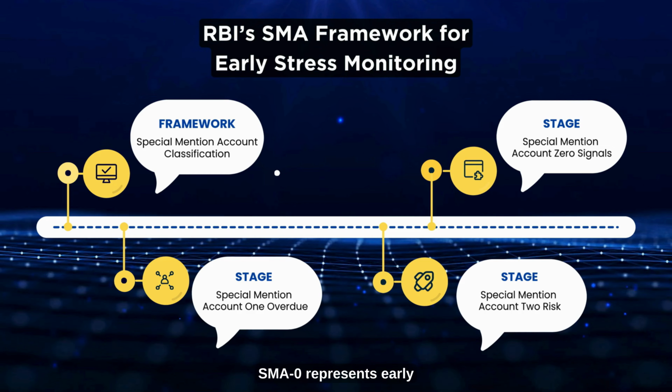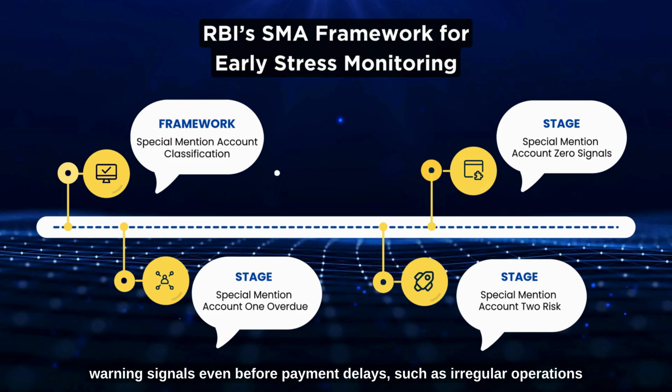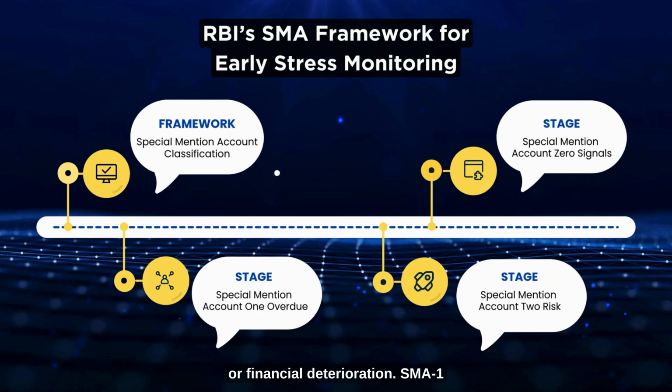SMA 0 represents early warning signals even before payment delays, such as irregular operations or financial deterioration. SMA 1 refers to principal or interest overdue between 31 and 60 days. SMA 2 captures overdue amounts between 61 and 90 days, signaling significantly heightened credit risk.